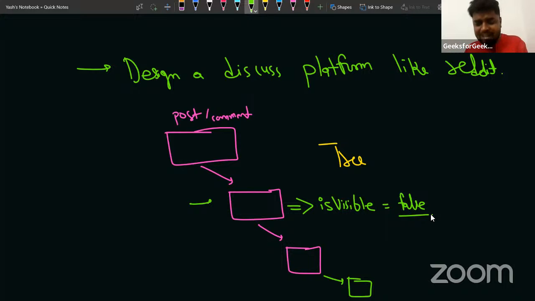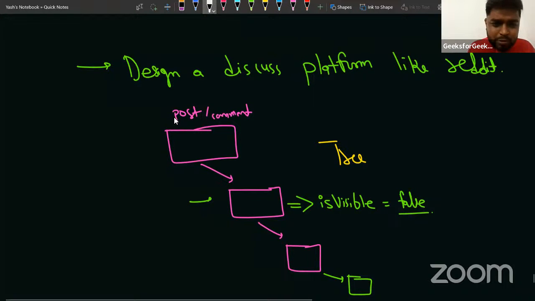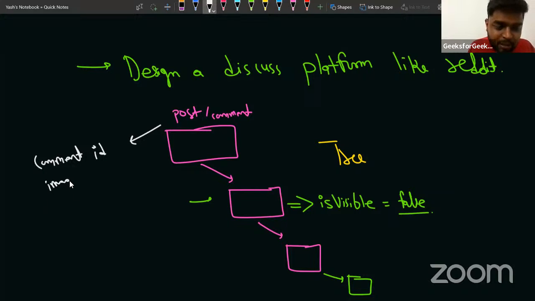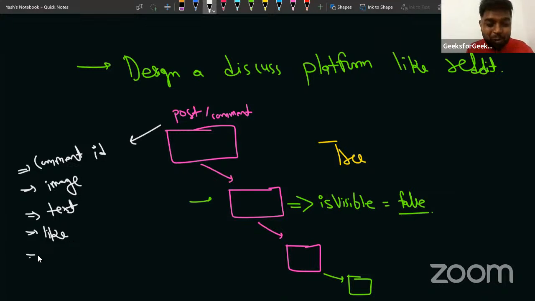Both low level design as well as high level design of Reddit can be asked. Especially in terms of low level design, it's very easy to design, because for every post and every comment you make, you will have a comment ID. You will have an image that everyone can post, and you will be allowed to write text. Then you will allow the reply feature, and keep a store of how many people are liking that post. Let's say you want to allow a dislike feature also. So these things are there.